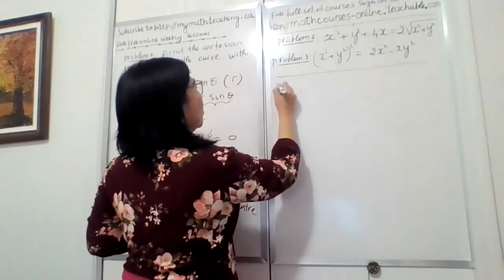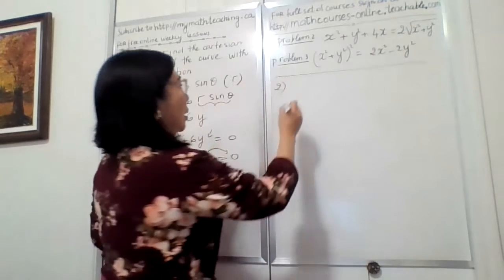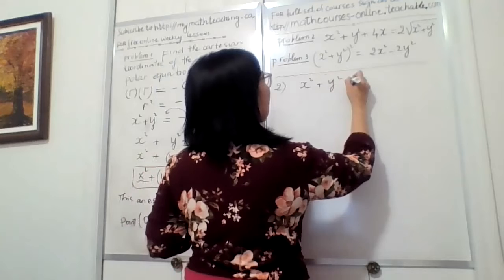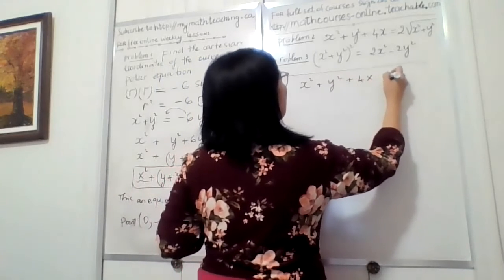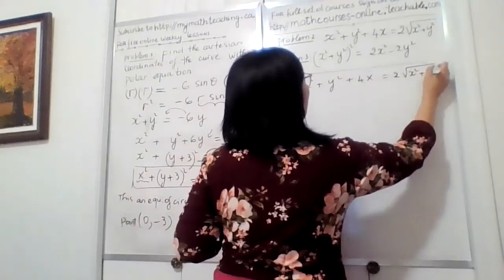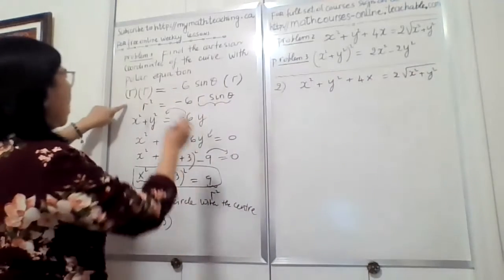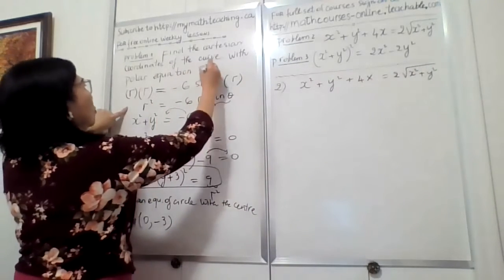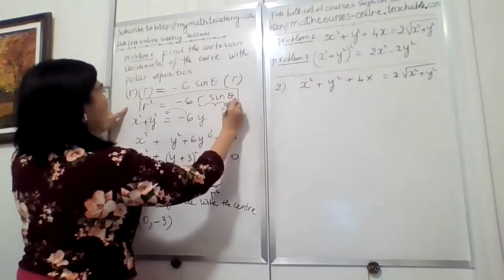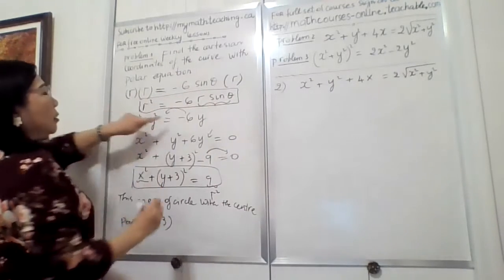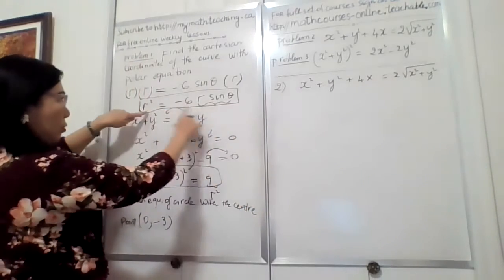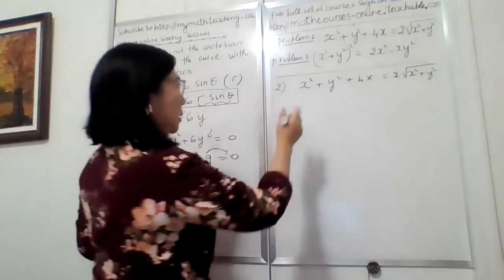We have problem 2, right? I'm going to copy down the question: x squared plus y squared plus 4x equal to the square root of x squared plus y squared. Now, to go back to the polar equation, we have to go into some form that looks like this, right? This is the form of polar. So we want to go from Cartesian to polar, we have to lead them into this form. And how do we do that?